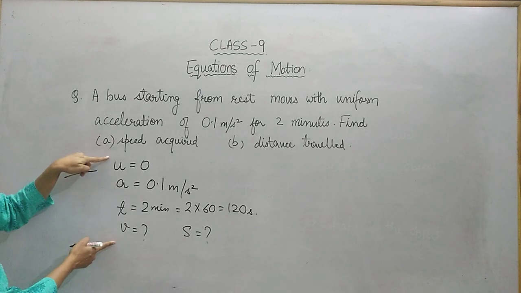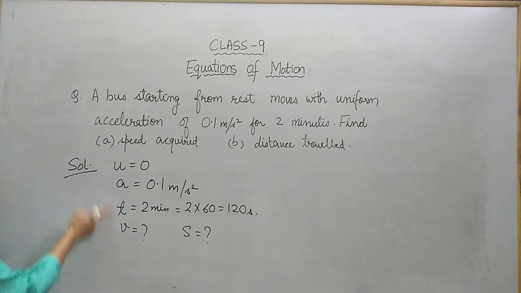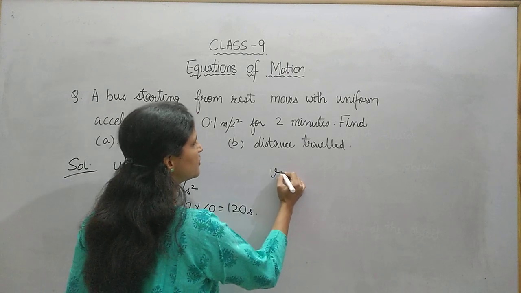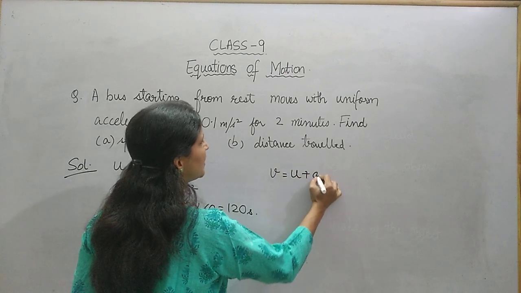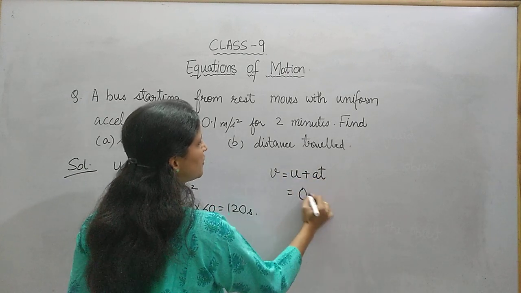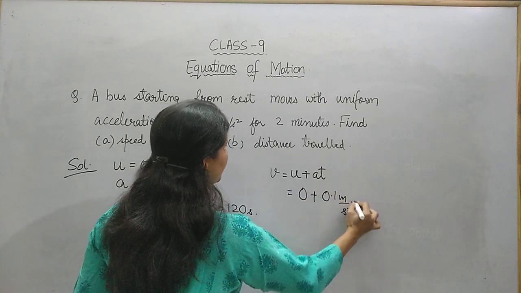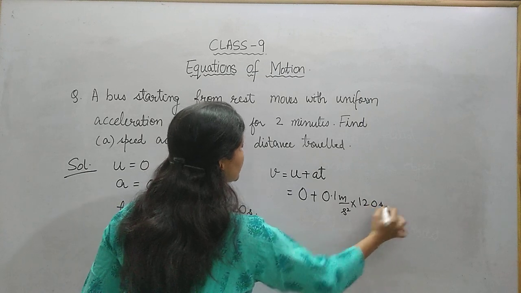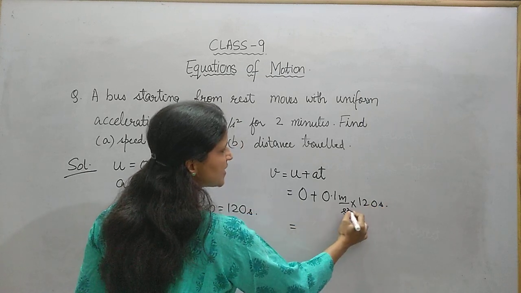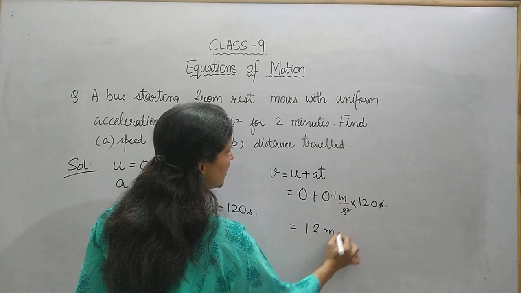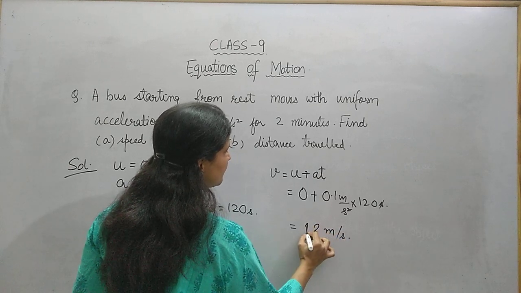So in this case, for the first case, the first equation relates v, u, a and t. We can use v is equal to u plus at here. U is 0, a is 0.1 meter per second square and time is 120 seconds. So this gives us, this second is cancelled from here and we are left with 12 meter per second. So this is the final velocity.